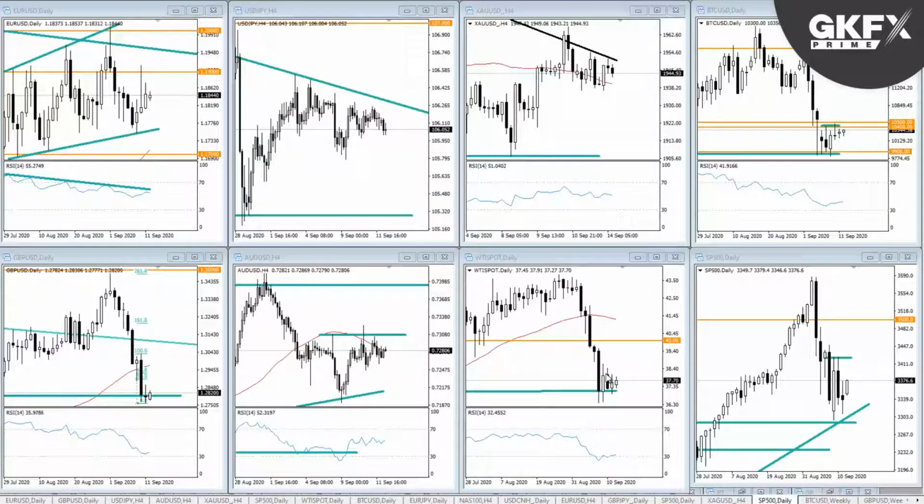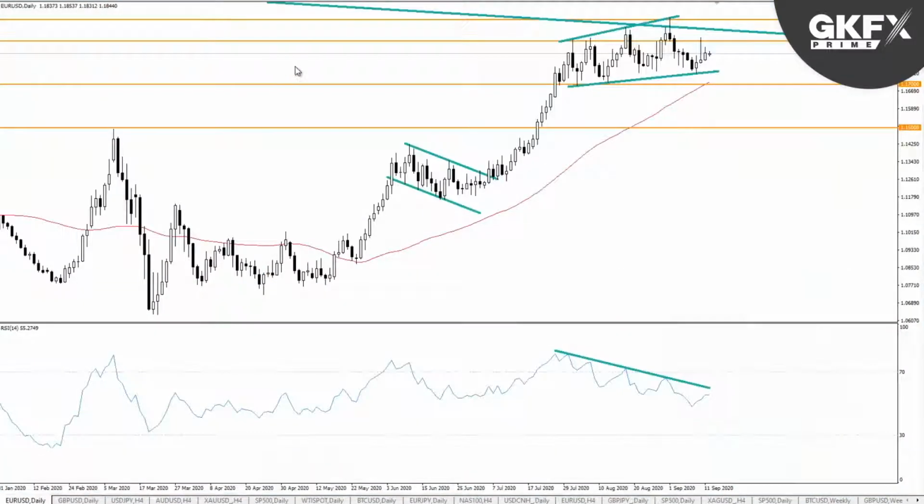Okay, so let's kick things off with the euro dollar. This is the daily candlestick chart, and you can see that basically we're still above our rising 50-day moving average. We're basically still in an uptrend. But as I had pointed out over the last couple of weeks, I think last week I had something like this as a rising channel. Now you can see that we've kind of spread out to more like a rising wedge pattern.